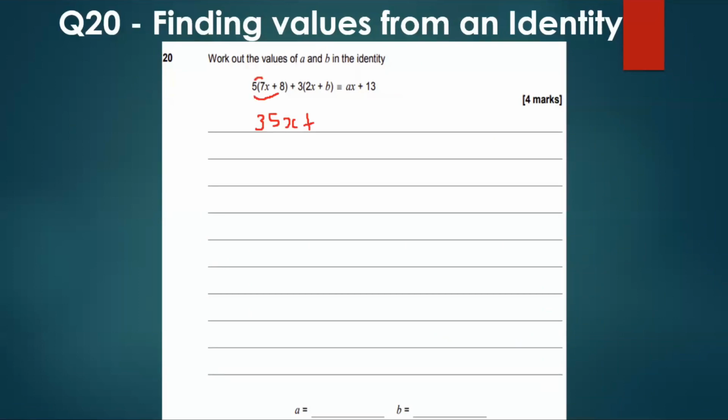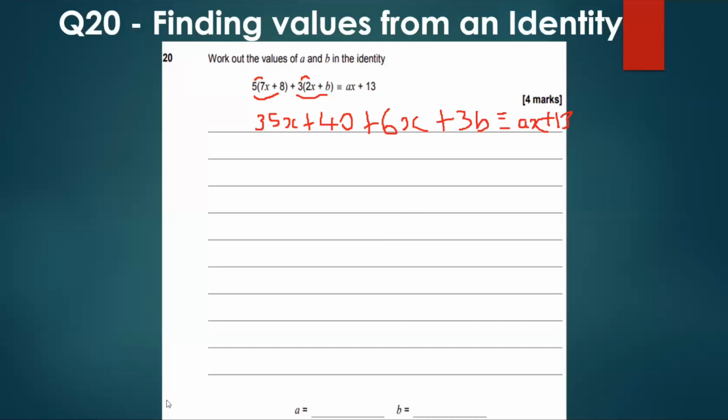So expanding the brackets on the left-hand side, I'm going to have plus 3 times 2x, which is going to be positive 6x, and then positive 3 times b, which is equal to 3b. And that's the same as ax plus 13. I hope that you guys are with me so far.